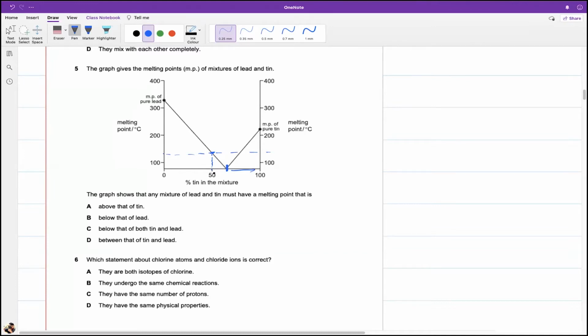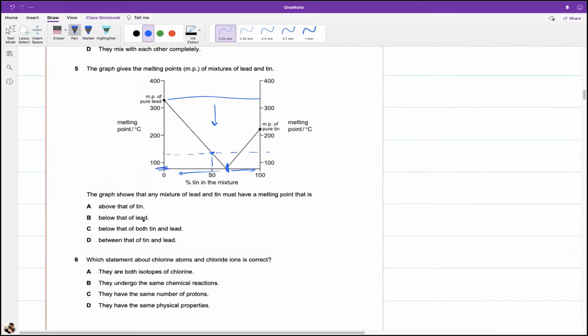From here onwards it keeps increasing in this direction, and from here onwards it keeps increasing in this direction. The highest melting point will be for pure lead, of course, and the lowest melting point is this one, whatever that amount is. The graph shows that any mixture of lead and tin must have a melting point that is below the pure lead, because that's the maximum one. Its melting point will be lower than pure lead, below every point of the graph. And they should be above this point, whatever that is.